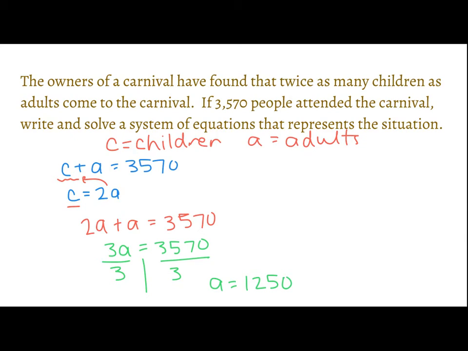So then we're going to use that to help us determine how many children. We know children is 2 times A, so children would be 2 times 1,250, the number we came up with from our substitution. So children is 2,500.